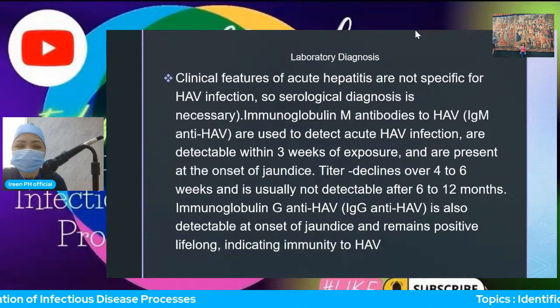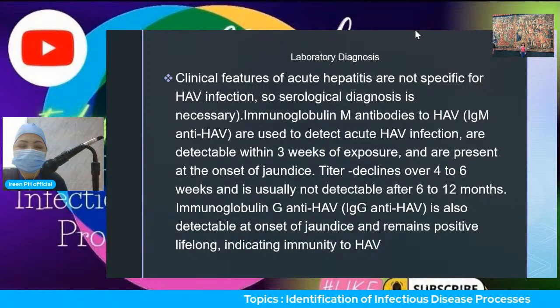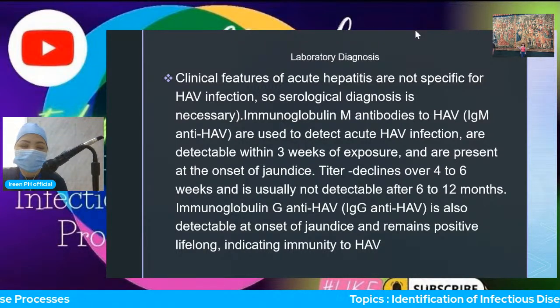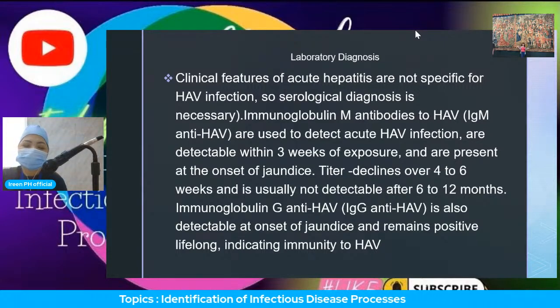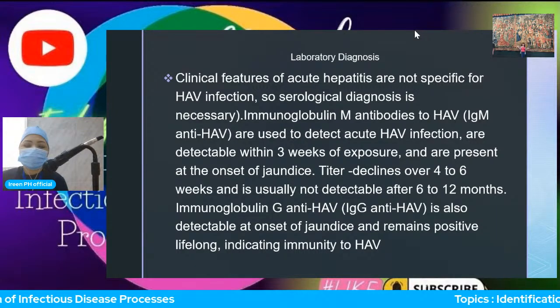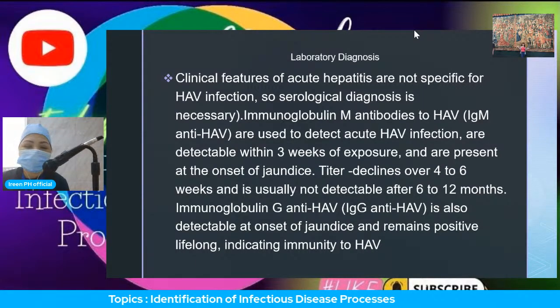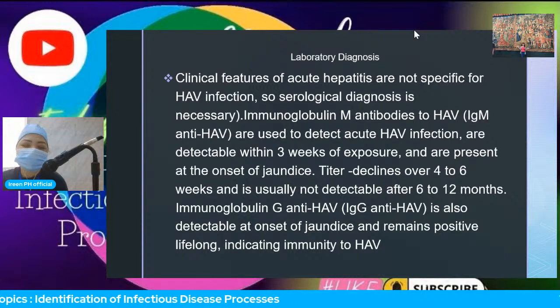The laboratory diagnosis. The clinical features of acute hepatitis are not specific for hepatitis A virus infection. So, serological diagnosis is necessary. Again, serological diagnosis is necessary.